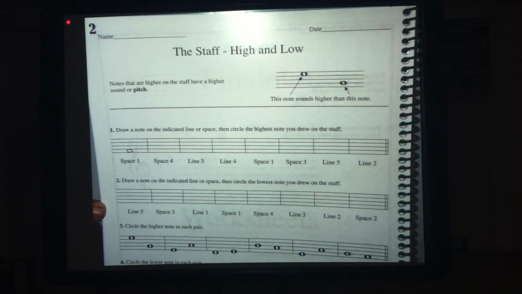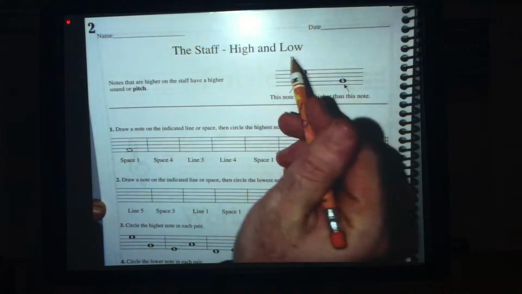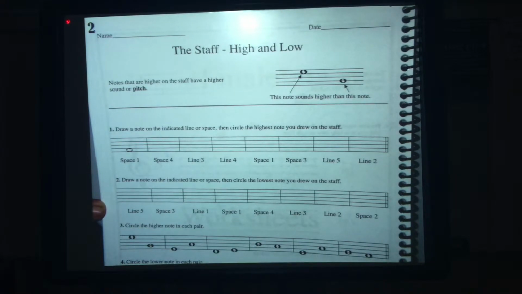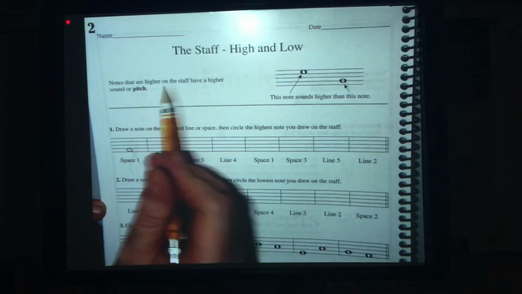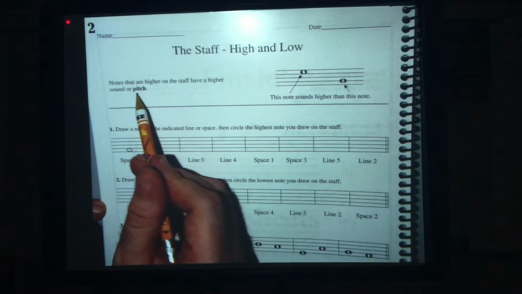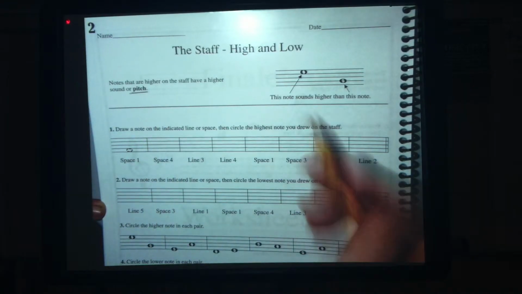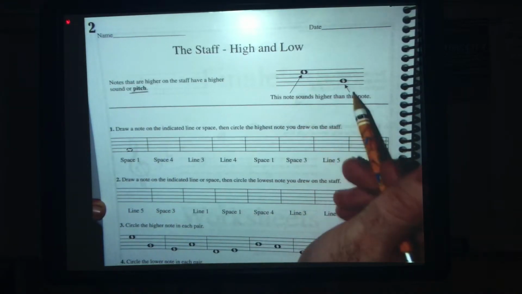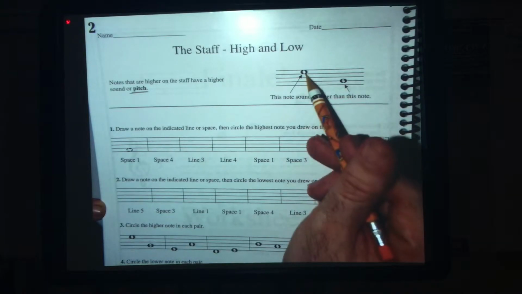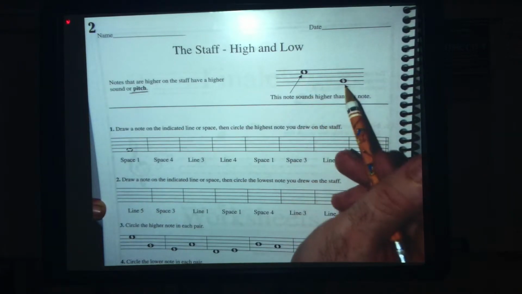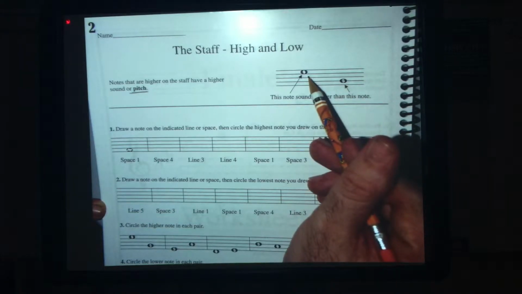Okay, now we're going to learn about the staff, high and low. This is page 2 in your music theory book. Notes that are higher on the staff have a higher sound, or what we call a pitch. So this is going to be a vocabulary word for us. Notice that this note sounds higher than this one, simply because on the staff it is higher than this one. Again, here's the higher and the lower.